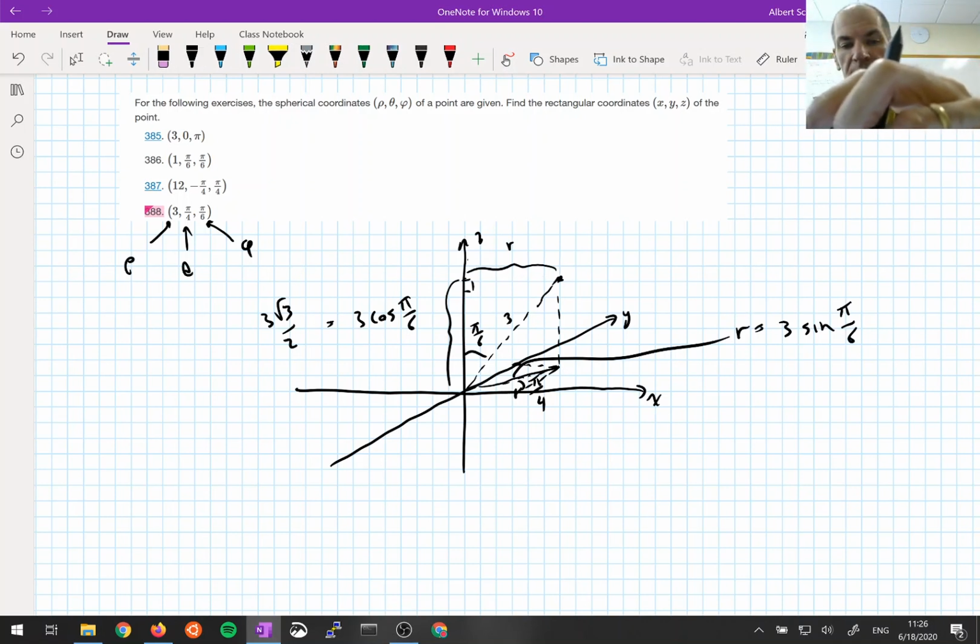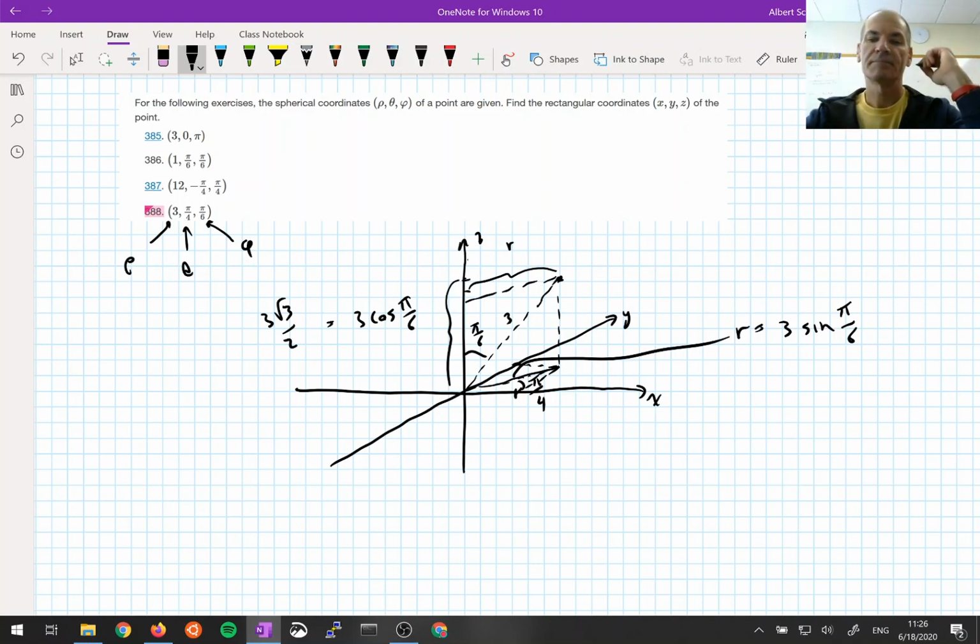I didn't do my perspective correctly here. Let's try to match perspective here. Like that. That distance is r. What's the sine of pi over 6? That's going to be 1/2, so this works out to be 3/2.